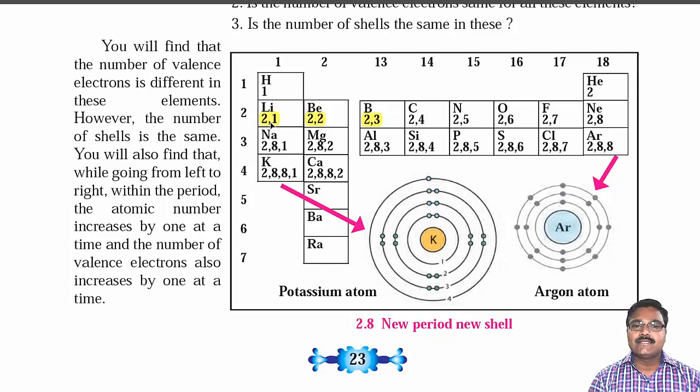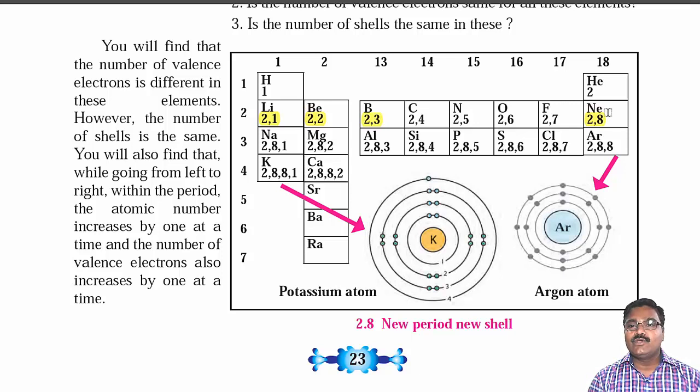Here you will see lithium has 1 electron in its outer shell, beryllium has 2 electrons, that means there is an increase of 1 electron, and in this manner up to neon we will see the outermost orbit contains 8 electrons.